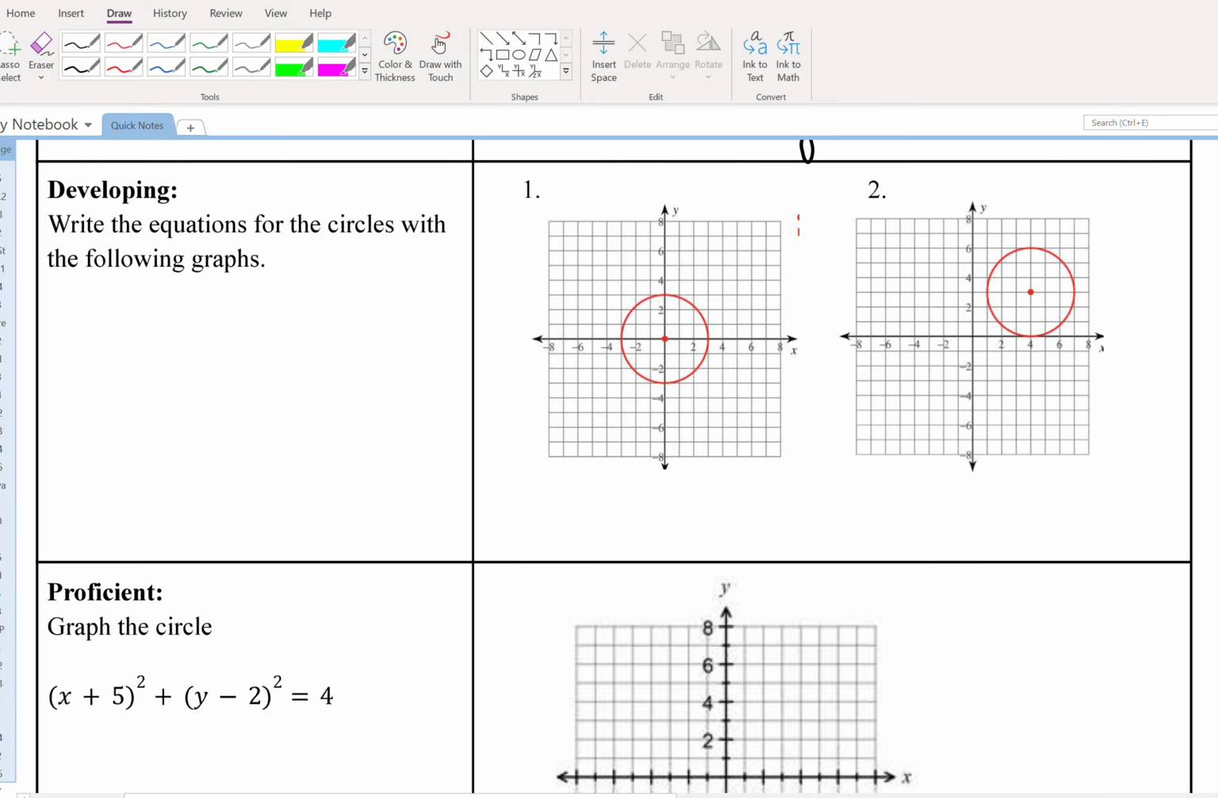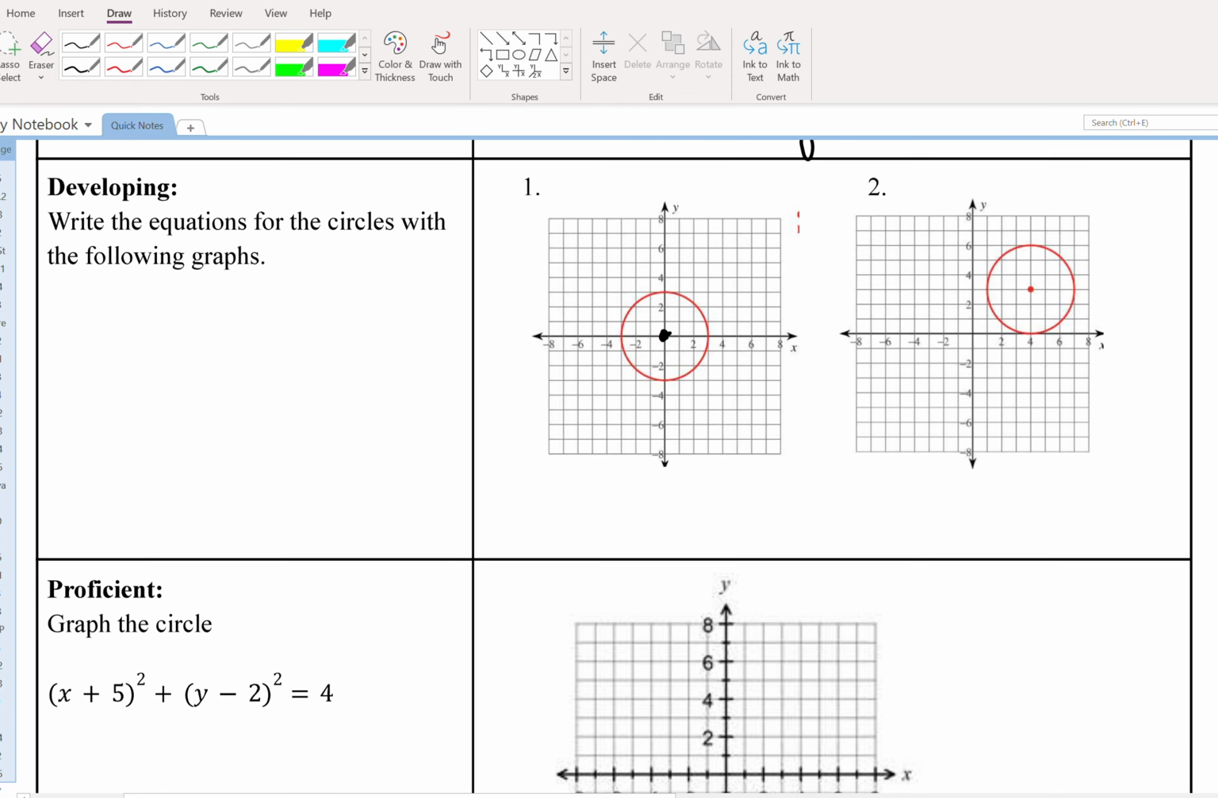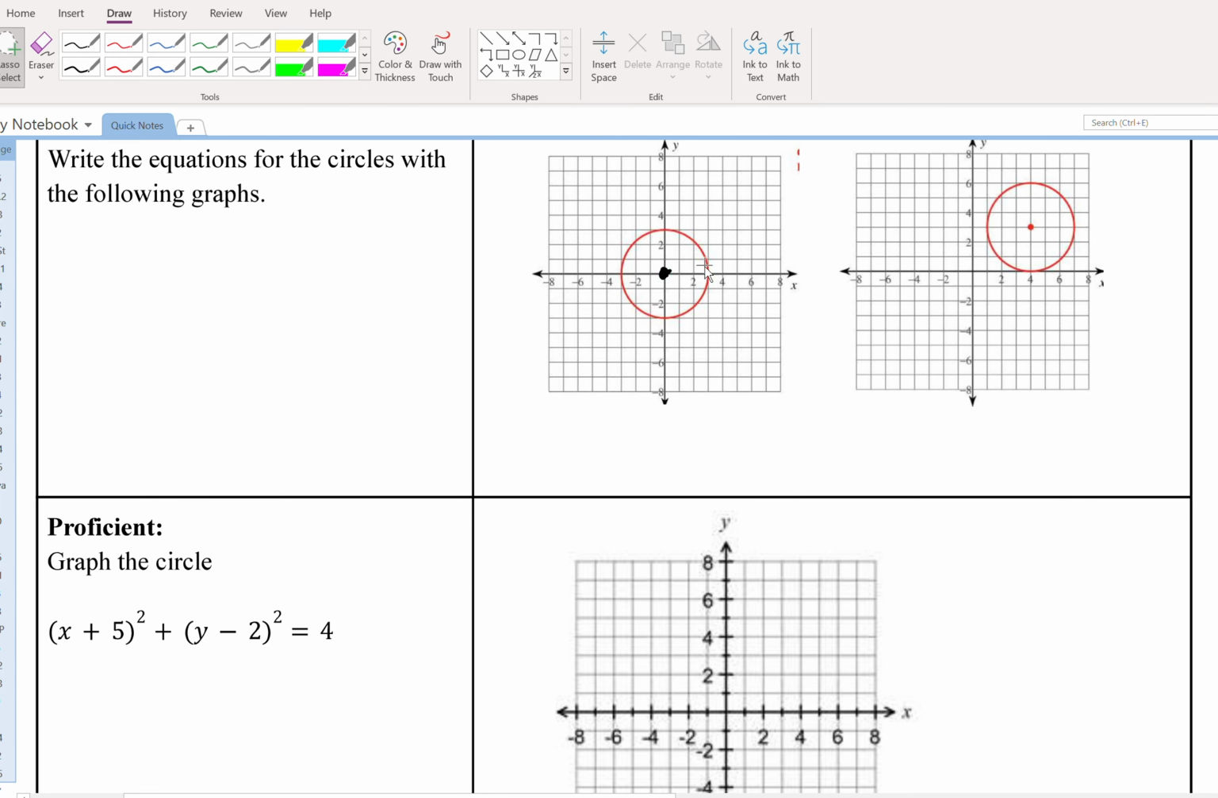All right, this next one, write the equations for circles with the following graphs. Here I see that the center of the circle is at the origin. So it's very much like the top one, number 1 in the previous question. I see that the radius is 3. And so this is x squared plus y squared equals 3 squared, or 9.